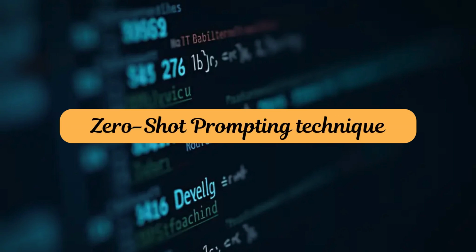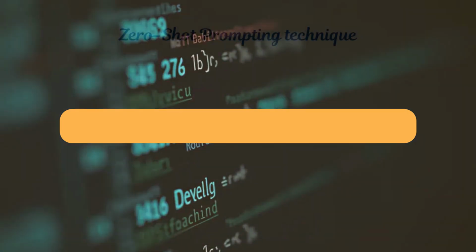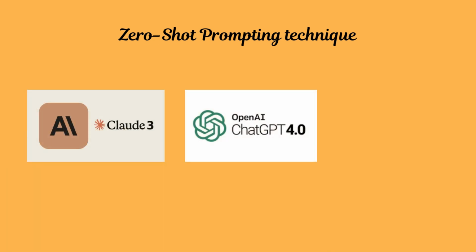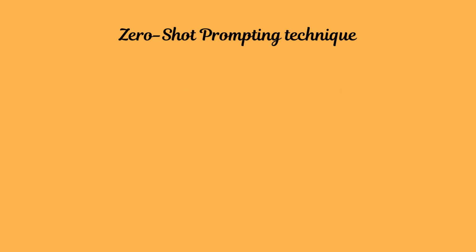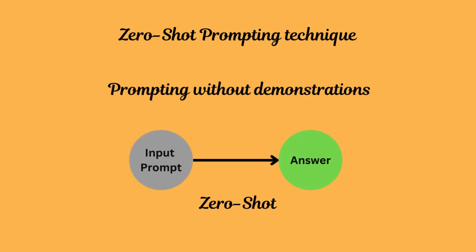Let's start with the zero-shot technique. Large language models, or LLMs, such as Claude 3, GPT-4, and GPT 3.5 Turbo, are trained on massive amounts of data. This extensive training is the key to their ability to perform tasks in a zero-shot manner, showcasing their remarkable learning capacity and potential applications. Zero-shot prompting means that the prompt used to interact with the model won't contain examples or demonstrations. The zero-shot prompt directly and simply instructs the model to perform a task without any additional examples to steer it, demonstrating the power and simplicity of these models.